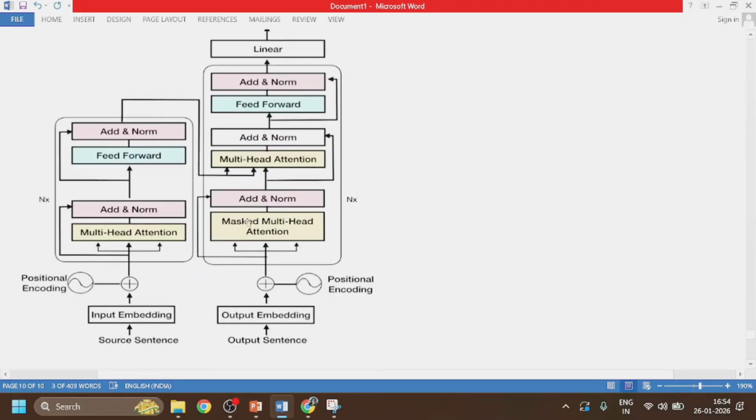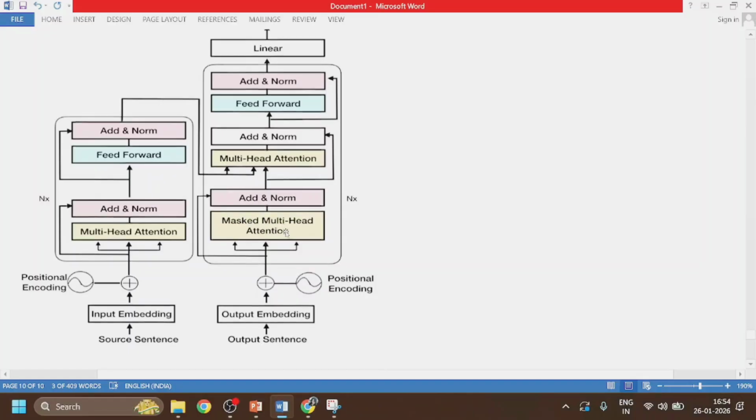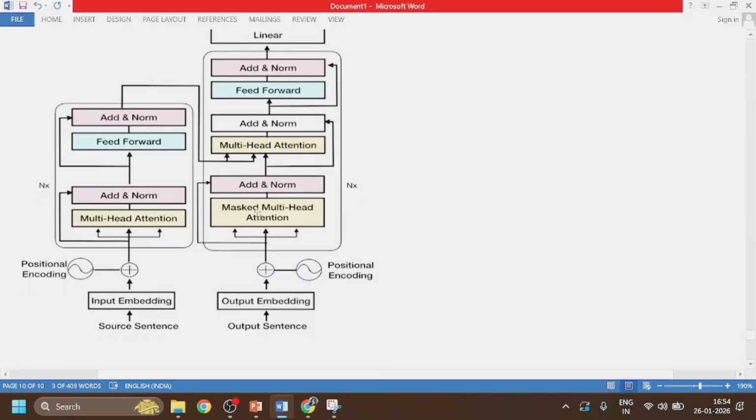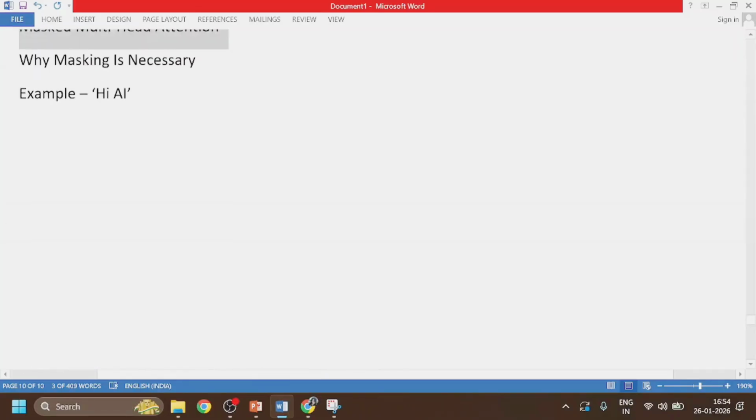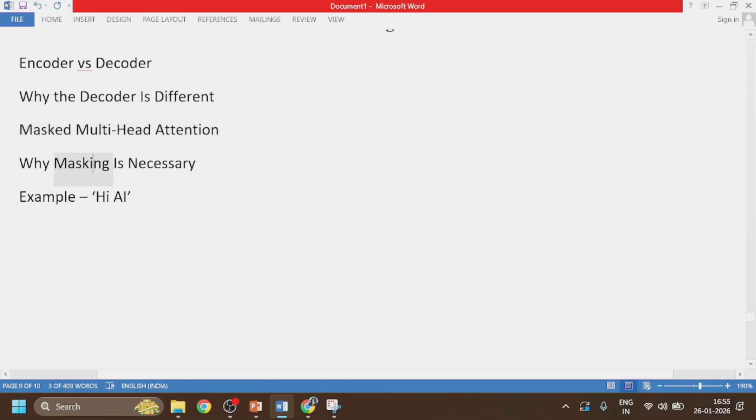This is called the masked self attention, or masked multi-head attention. Masking means blocking future words. It will block the future words. The model is only allowed to look at the past and current token. Masking is necessary.